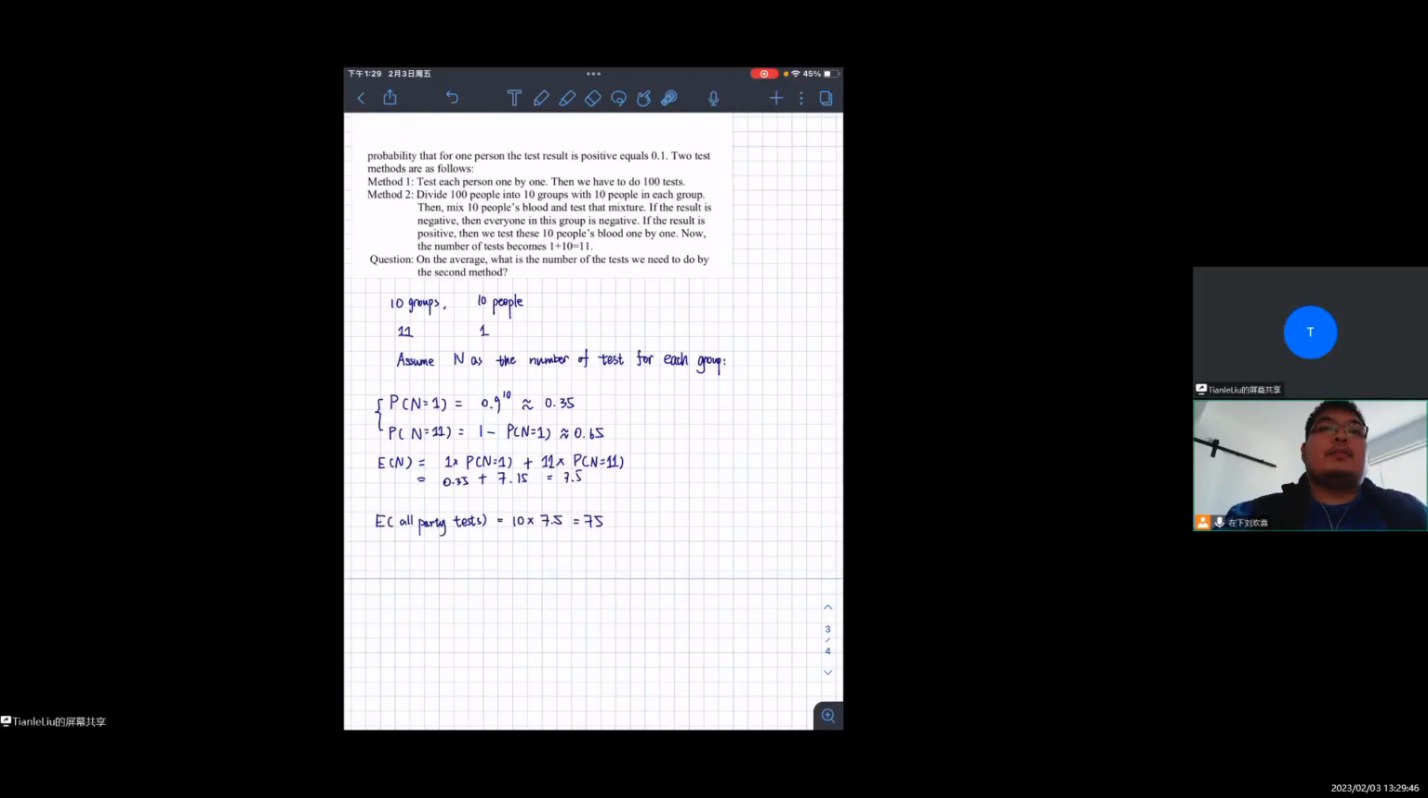That's the expected number of tests we need to do using method 2. Obviously it's quite a bit less than method 1, so I think it's an efficient method.